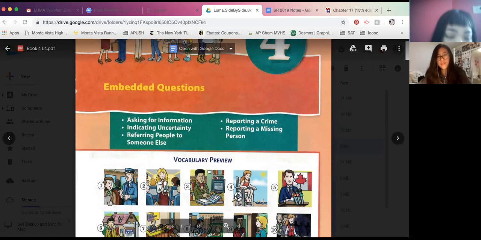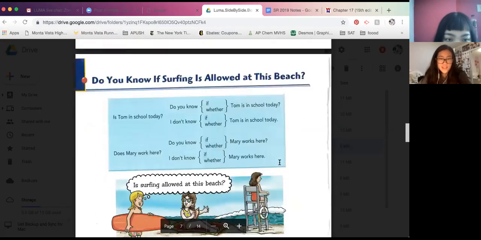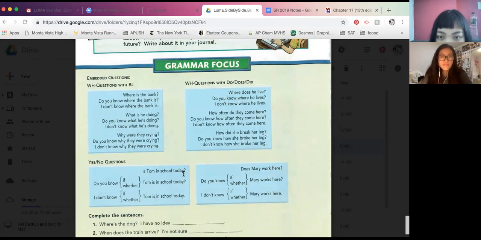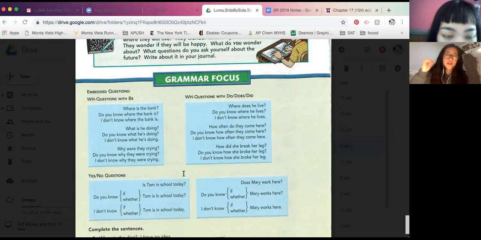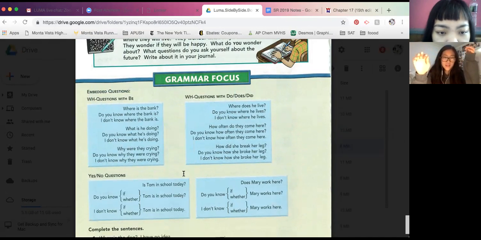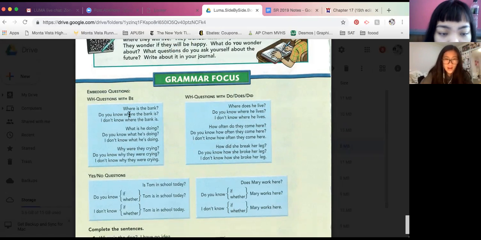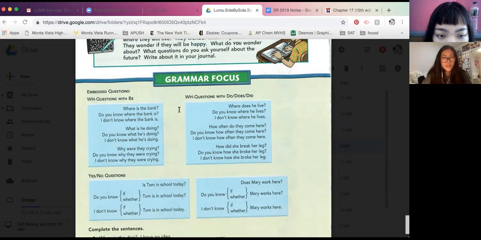So I guess we'll start from the review page again. I think I like doing that. I think it's more efficient. So, wait, page 64, the grammar focus. The grammar focus for this week is embedded questions, and these are the 3 different types. Embedded questions, I think what it means is, when you ask where is the bank, it implies that you don't know where the bank is, but that's why you're asking it. So I guess that's an embedded question.